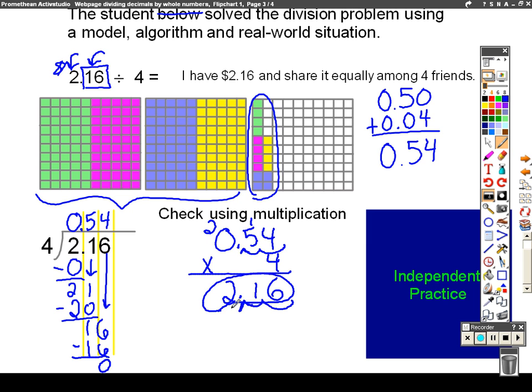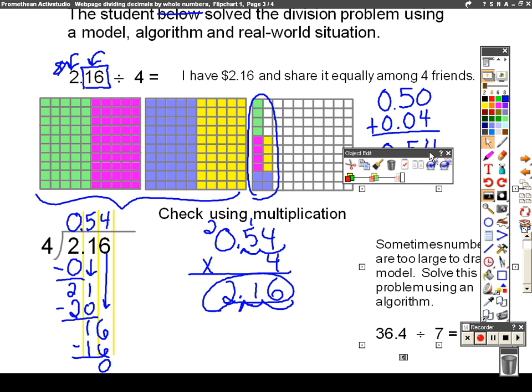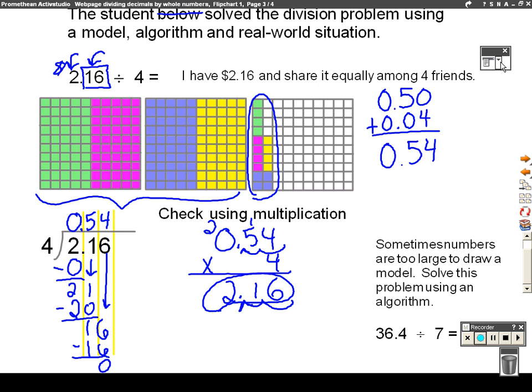Alright, what I'd like you to do now is to try this on your own. Because sometimes numbers can be too large to draw a model for. So you need to solve the problem using an algorithm. Go ahead and solve the problem below. 36 and 4/10 divided by 7. Pause the video and come back to check your work.